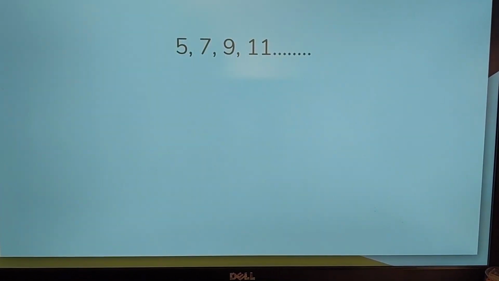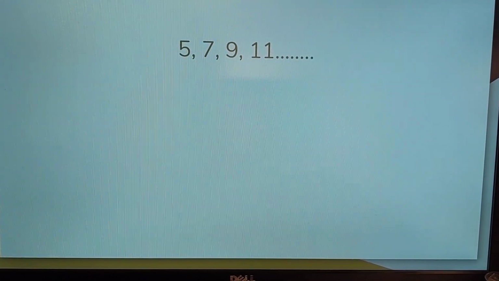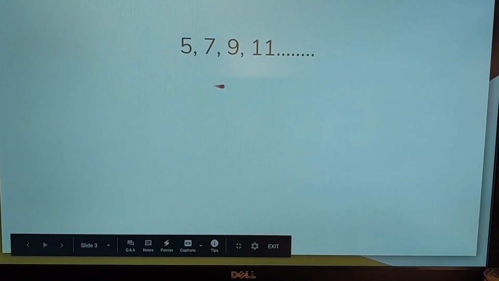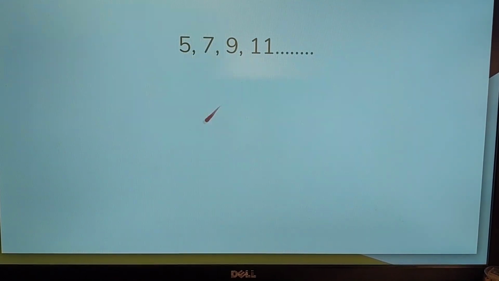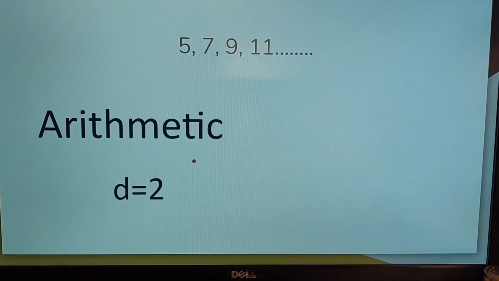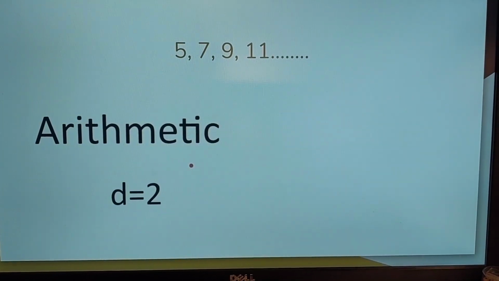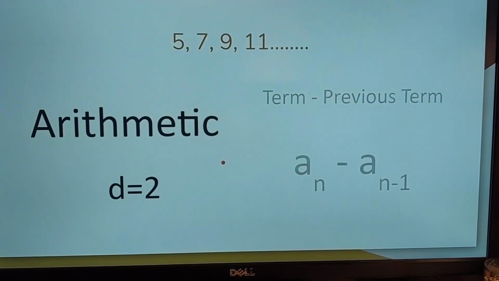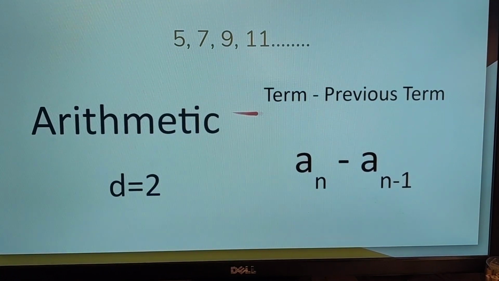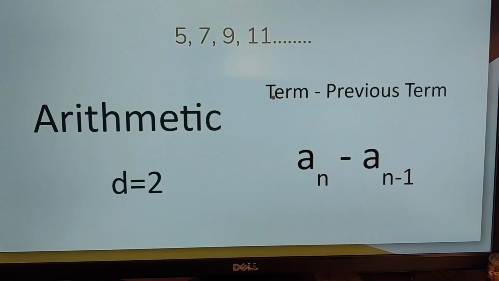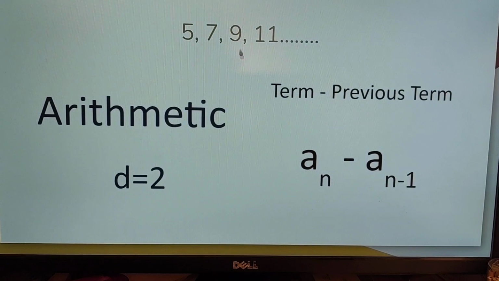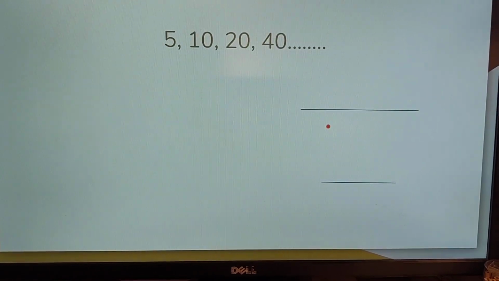All right, looking at the sequence right here, 5, 7, 9, 11. Looks like each time I am adding 2 to get to my next term. So this must be an arithmetic sequence with a common difference of 2. If for some reason you didn't just notice the pattern of plus 2, since the opposite of adding is subtracting, you could technically take any term and subtract the previous term to get the common difference. So I could take 7 minus 5 and get 2, 9 minus 7 and get 2, 11 minus 9 and get 2. You get the idea. Let's take a look at how that works in a geometric sequence.